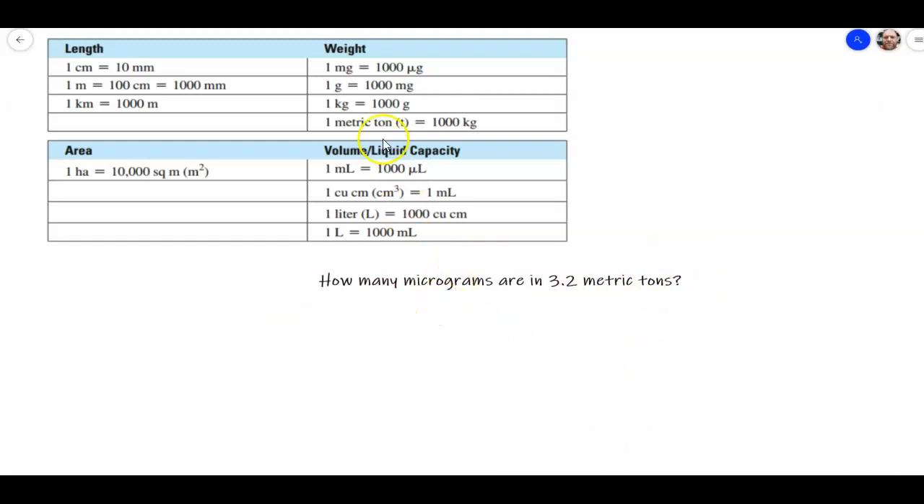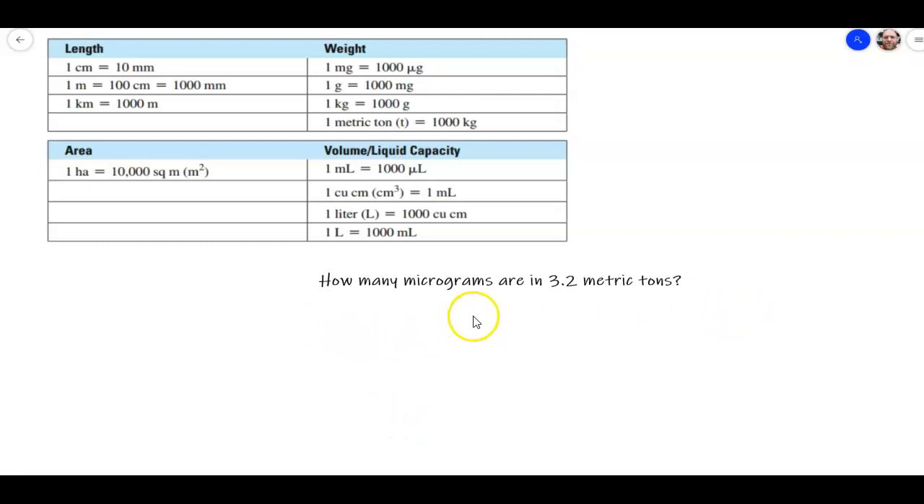So I will tell you this, the UG here, it looks like a U, but that's really a mu from the Greek alphabet, but that means micrograms, and then metric tons is lowercase t there. All right, so go ahead, see if you can set that up, pause the video, and also see if you can solve it. And when you're ready, unpause it, and we will go through the solution.